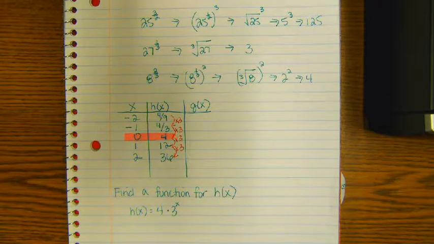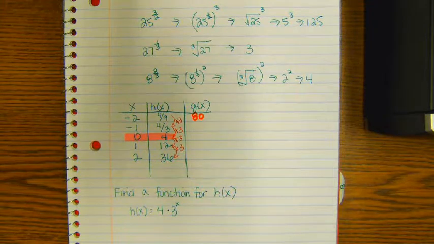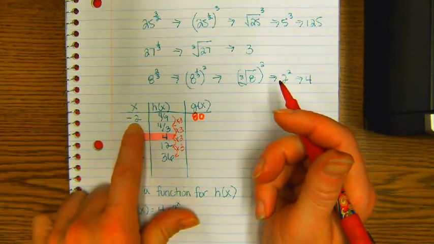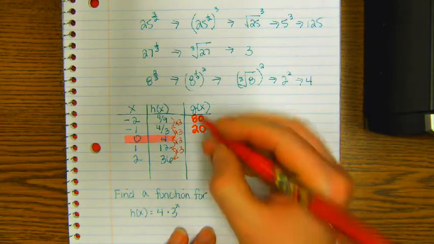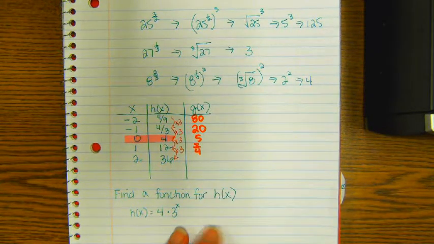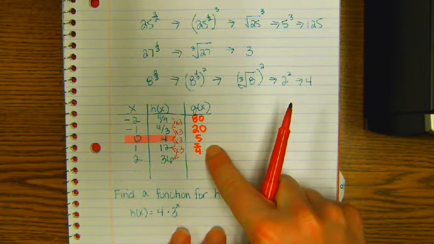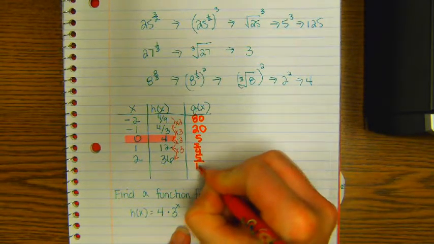Let's do another one. Now we'll do g of x. I'm going to do 80, and again, this is when x is -2. And then this is 20, 5 over 4. That's hard to see, isn't it? This is 5 over 4, and 5 over 16.